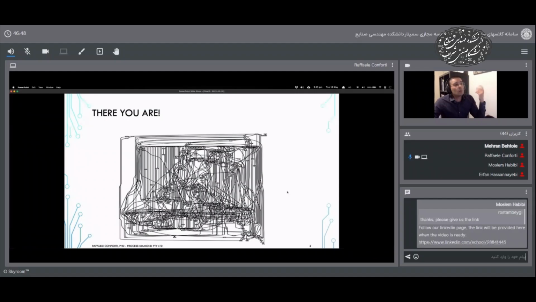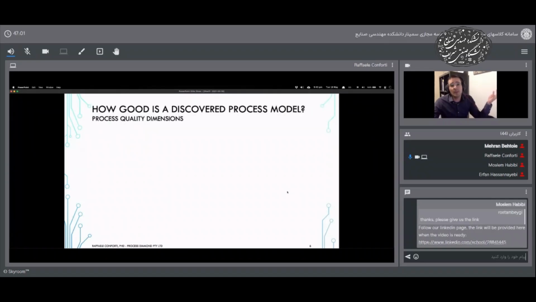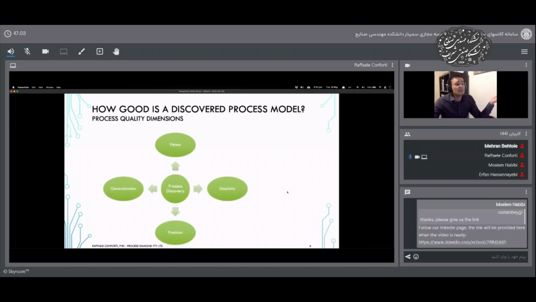And the question then is how can we verify if a model that we discover is a good or bad model. In general, in this case, we tend to use four quality dimensions that are fitness, precision, simplicity, and generalization. Fitness basically tells us: is my model capable of reproducing everything that is in the log? The more my model can reproduce the behavior that is in the log, the higher the fitness value should be.